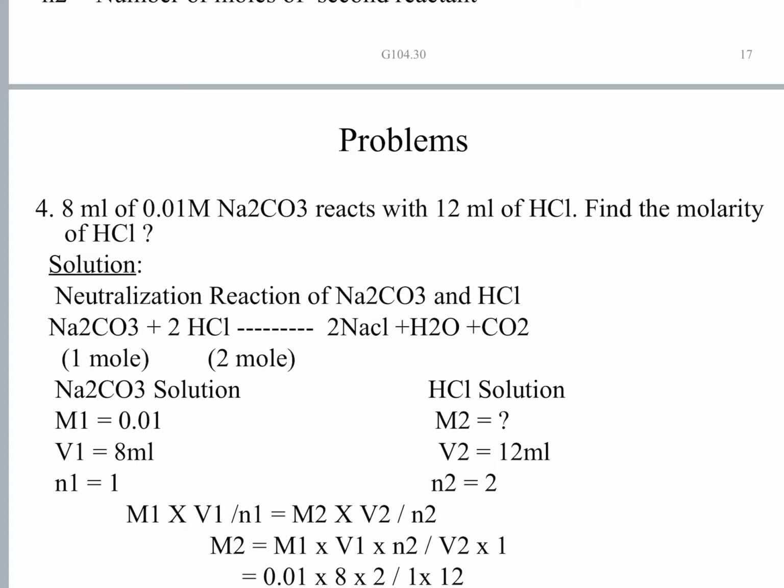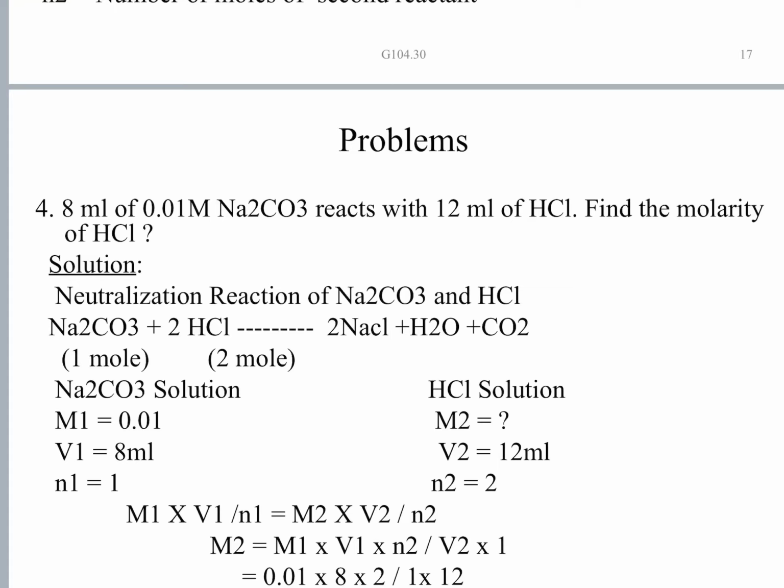For the Na2CO3 solution, we take that as first solution. M1 is equal to 0.01, V1 is equal to 8 ml, N1 is equal to 1 mole. For the HCl solution, we are trying to find out the molarity of HCl. So, M2 is equal to question mark, V2 is equal to 12 ml, N2 is equal to 2.